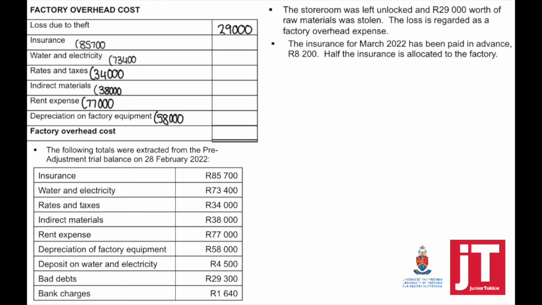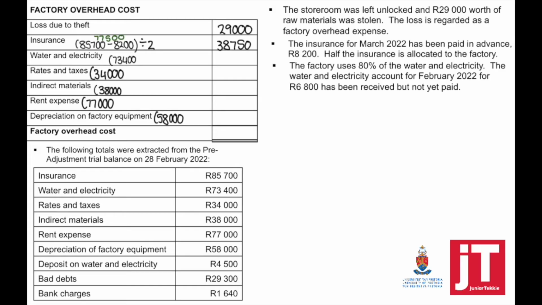The insurance for March 2022 has been paid in advance, 8,200. Half the insurance is allocated to the factory. Anything which is paid in advance doesn't form part of my expense for this year, so we need to subtract that 8,200 from the insurance. Now remember, once we've done the adjustment, half of the insurance is allocated to the factory. This is why we're going to divide it by 2. That equals the total amount for insurance.